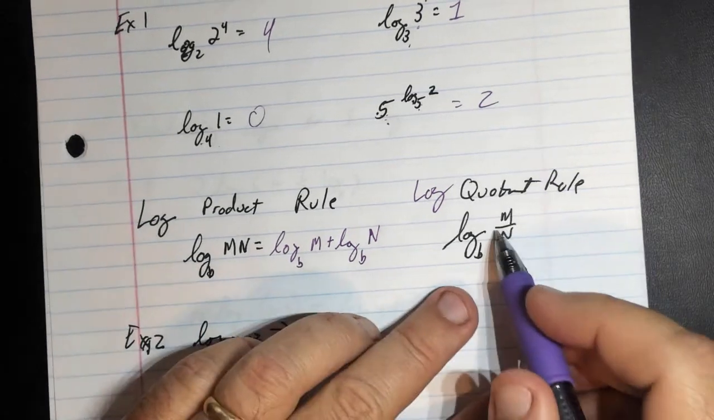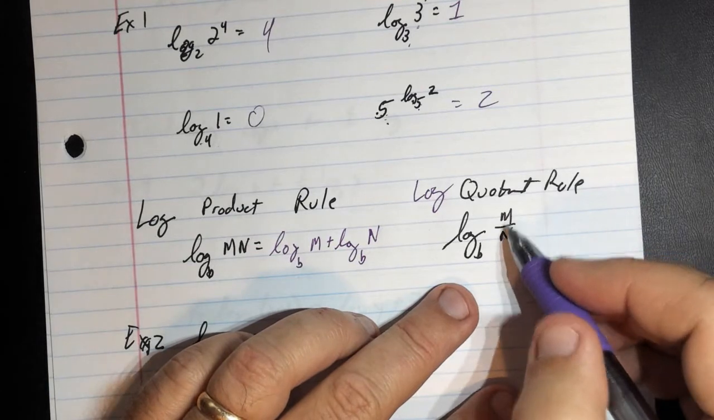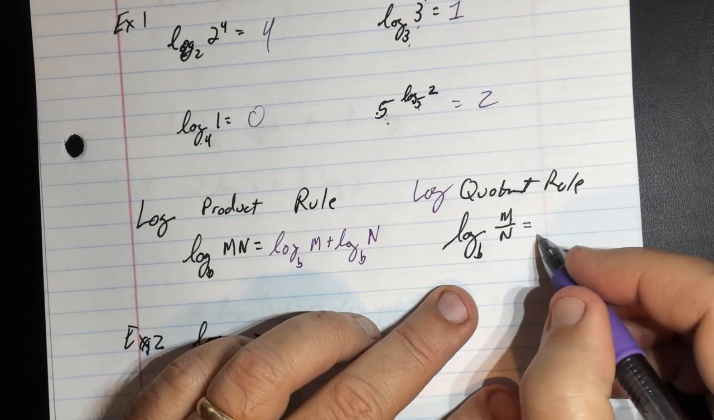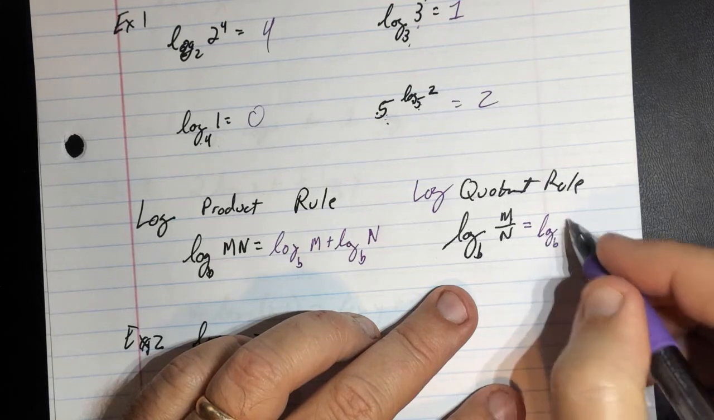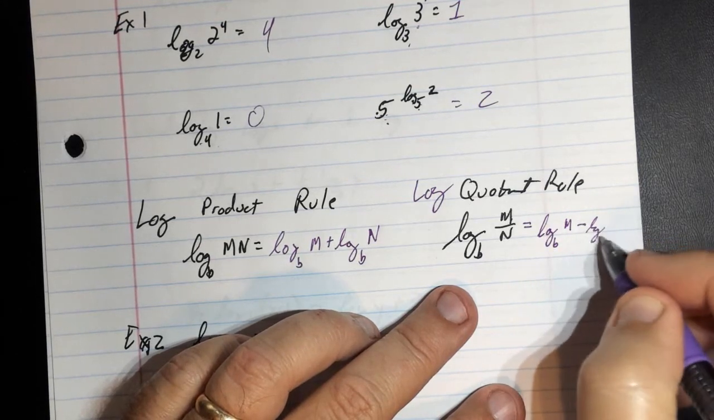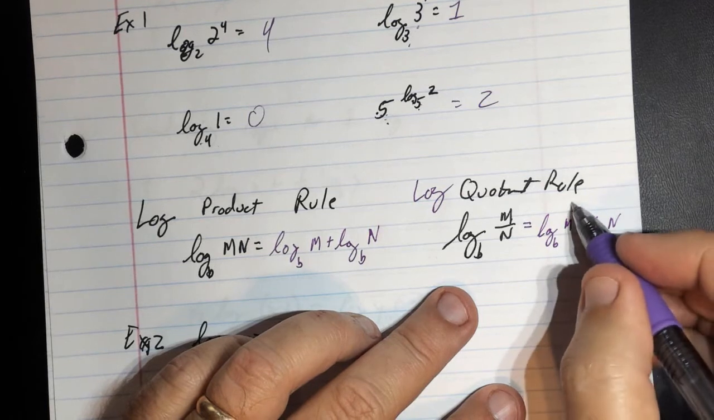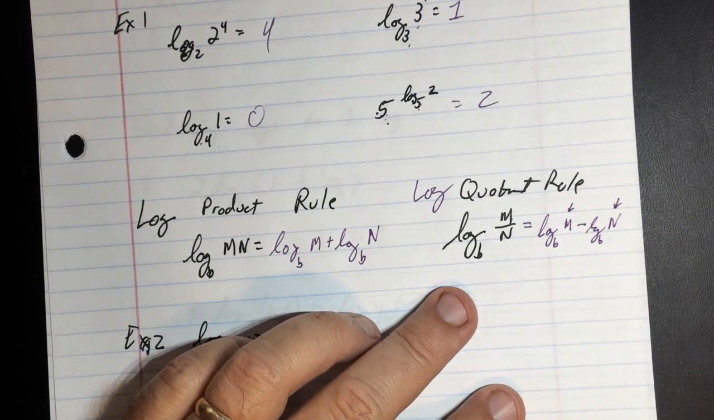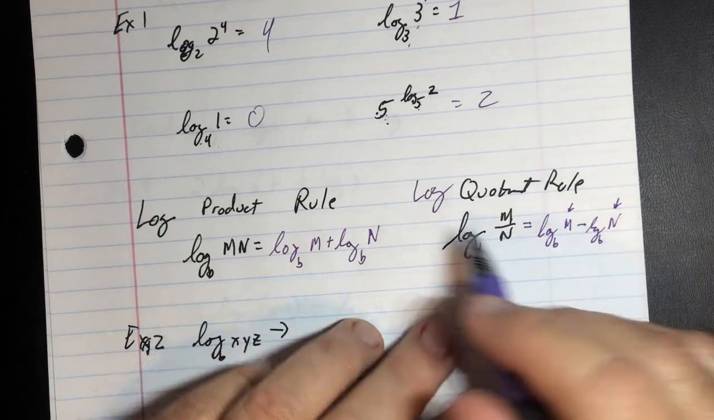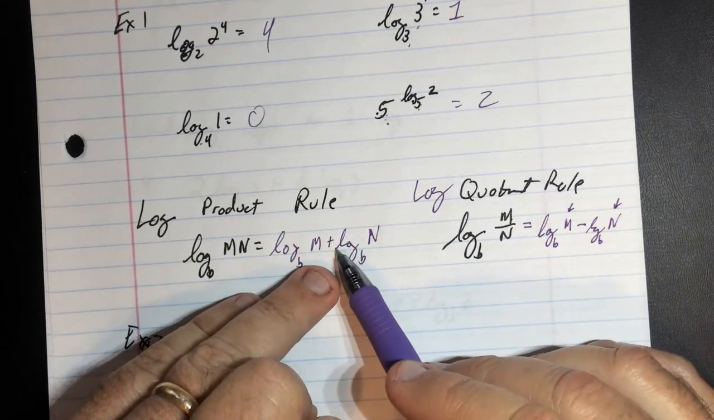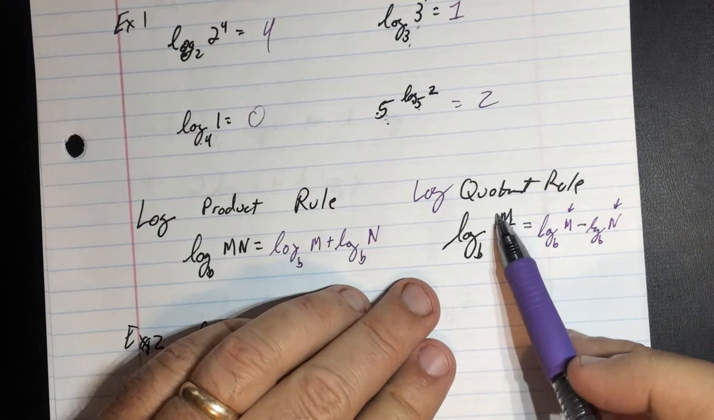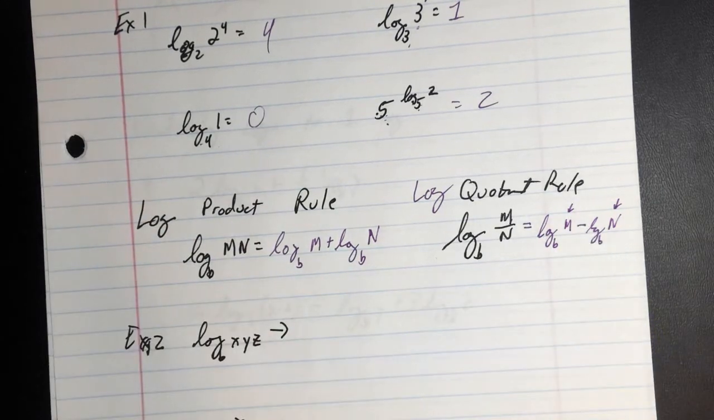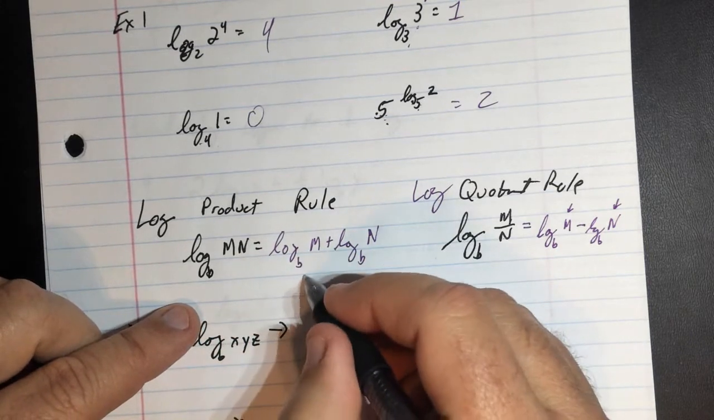And in the quotient rule, I have two things being divided inside one log. That's going to become log base b of m minus log base b of n. This number has to be the numerator. This number has to be the denominator. So multiplication gets separated by addition. Division gets separated by subtraction. And what we call this is expansion.